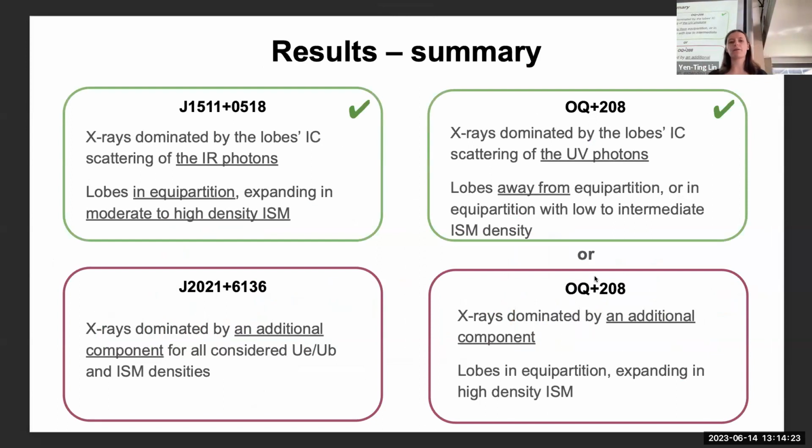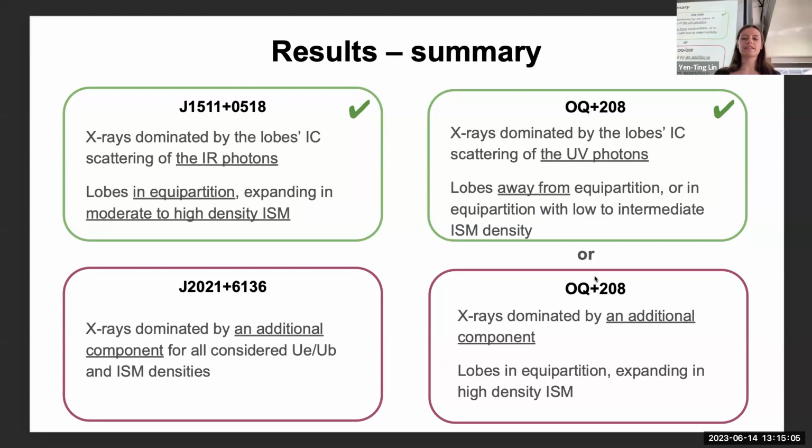So this quick summary of our result is that for one of our sources, J1511, we are able to explain the whole X-ray emission which is observed using only the model in which we produce X-rays as inverse Compton scattering in radial lobes. On the other hand, in another source of our sample, J2021, which actually also has the highest X-ray luminosity, we need an additional X-ray component. We are not able to explain the X-ray emission without violating gamma ray limits within this model.